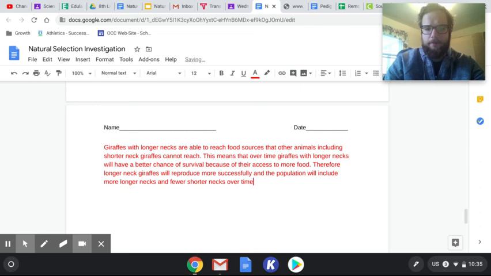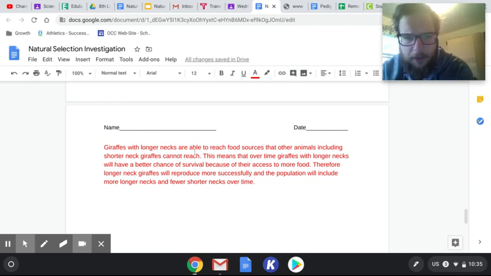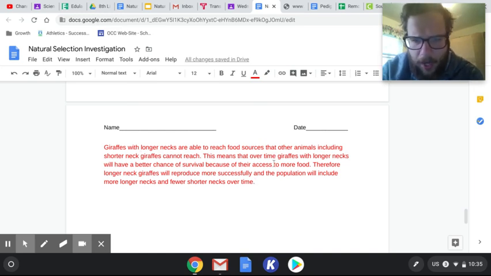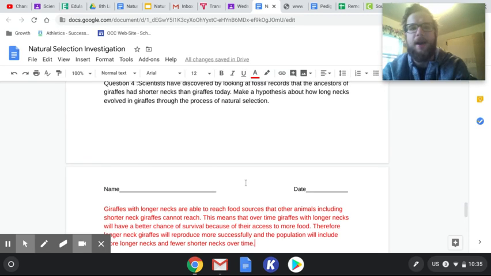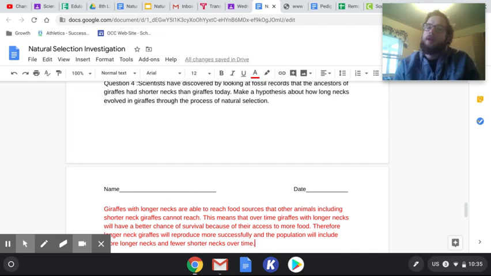over time. Let's double check our answer here. Giraffes with longer necks are able to reach food sources that other animals, including shorter necked giraffes, cannot reach. This means that over time, giraffes with longer necks will have a better chance of survival because of their access to more food. Therefore, longer necked giraffes will reproduce more successfully, and the population will include more longer necks and fewer shorter necks over time. And that's really all there is to it.